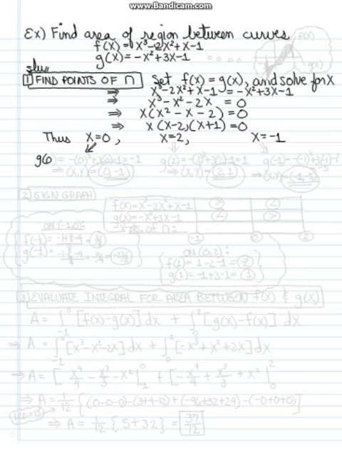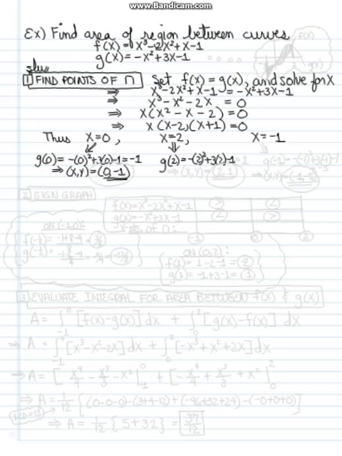Now, to find the y partner, insert x equals 0 into either the f or g function. It doesn't matter which, because they have this point in common. They're going to give you the same solution for the y coordinate. So here we get the ordered pair 0, negative 1.